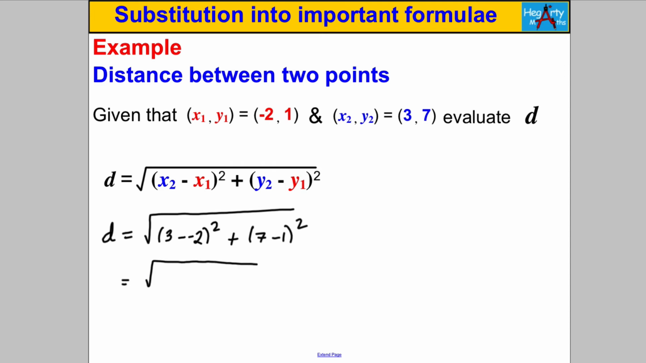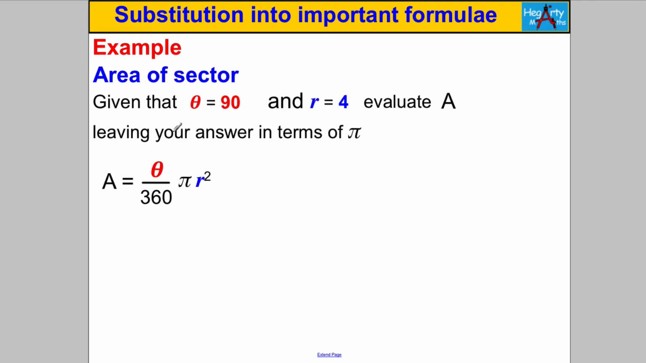3 subtract negative 2 is basically 5 squared, 7 subtract 1 is 6 squared. So 5 squared is 25, so this is the square root of 25 and 36, and adding those together, you're going to get the square root of 61. And 61 is a prime number, so that's all we can do with it. I could decimalize it, but there's no need to at that point. So we're done. Right, next one.